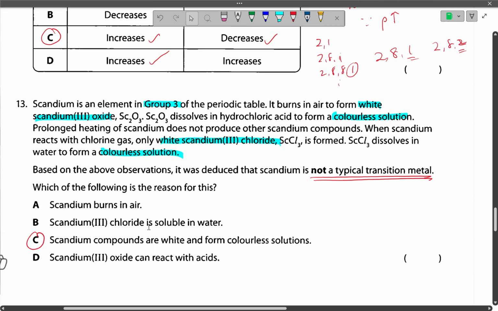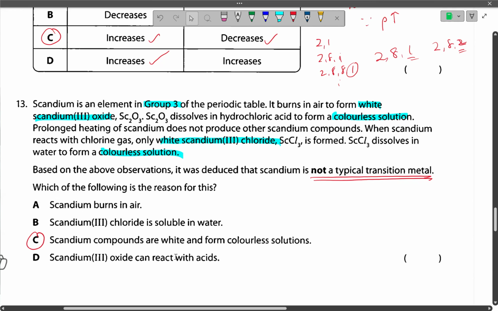Now, can we say B? Scandium chloride is soluble in water. Think carefully. Most chlorides are soluble in water, so it has nothing to do with being a transition metal or not. Even copper 2 chloride is soluble in water. Burns in air? Most metals burn in air.